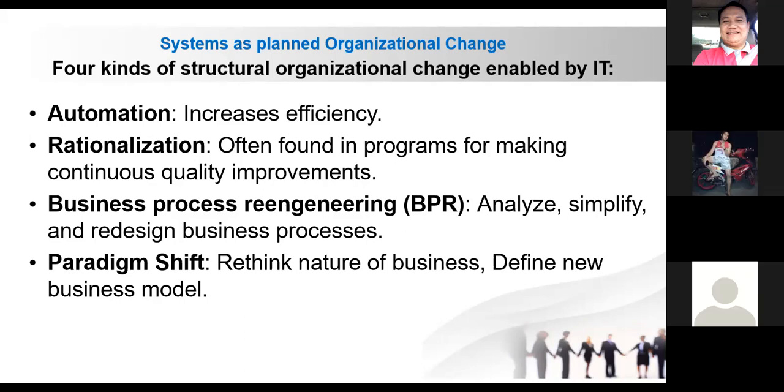Business process reengineering. A more powerful type of organizational change is business process redesign, in which business processes are analyzed, simplified, and redesigned. Paradigm shift. The more radical form of business change is called a paradigm shift. A paradigm shift involves rethinking the nature of the business and the nature of the organization.